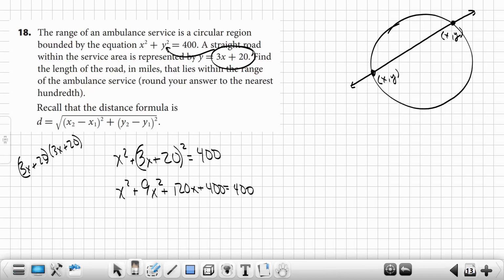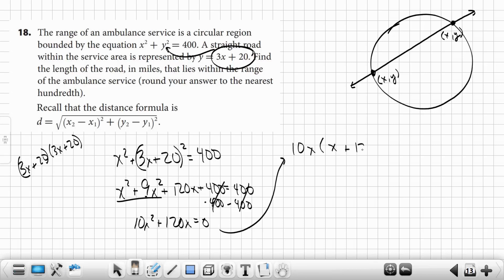Yeah, I'm good with that. Get that equal to 0. And I'm going to combine these terms here, so I get 10x squared plus 120x equals 0, because those just canceled. I can factor a 10x out of this. So factor 10x out, I get x plus 12.